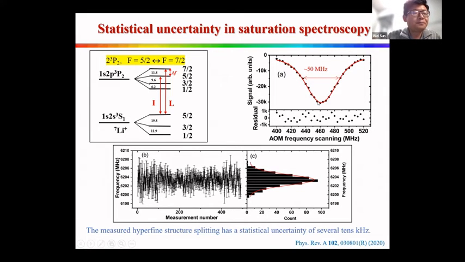And an interval is derived from each two consecutive spectra, and hundreds of results were averaged to get the final value with a statistical uncertainty of several tens of kilohertz.